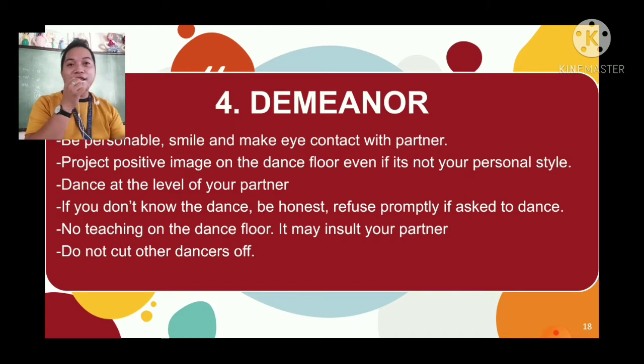If you don't know the dance, be honest. Refuse promptly if asked to dance. No teaching on the dance floor, it may insult your partner. And last one is, do not cut other dancers off.